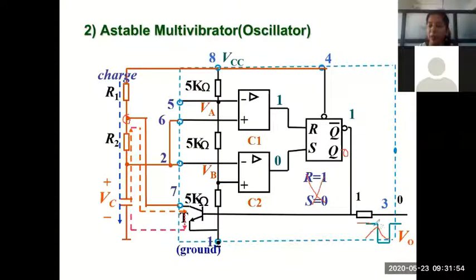Remember, the discharge path is not sudden like in monostable. In monostable, it was a sudden discharge because the capacitor would directly be connected to an on transistor. But here, the capacitor goes through a resistor to the transistor. So what is the discharge time constant? It is R2 into C. The charging time constant will be R1 plus R2 into C because the charging path is via resistor R1, R2 and then to C. Whereas the discharge happens through resistor R2 and the transistor. So I told you transistor resistance is negligible, 0. So the discharge time constant will be R2 into C.